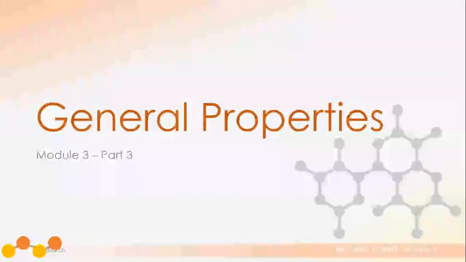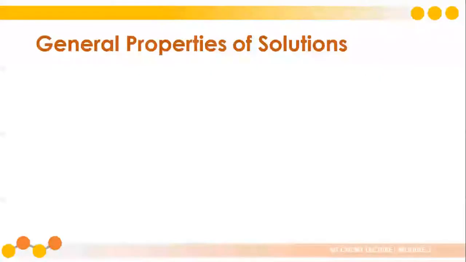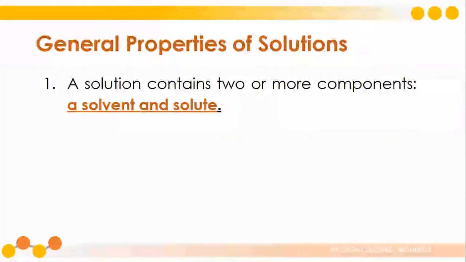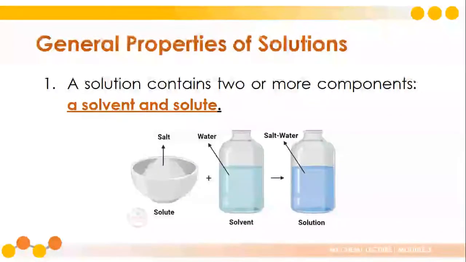Let's proceed with the general properties of solutions. First, a solution contains two or more components, and those are a solvent and a solute. These are the ones that we mentioned earlier. We have here the salt solution that we mentioned. So you have your salt as the solute and water as your solvent, making it a salt water solution.